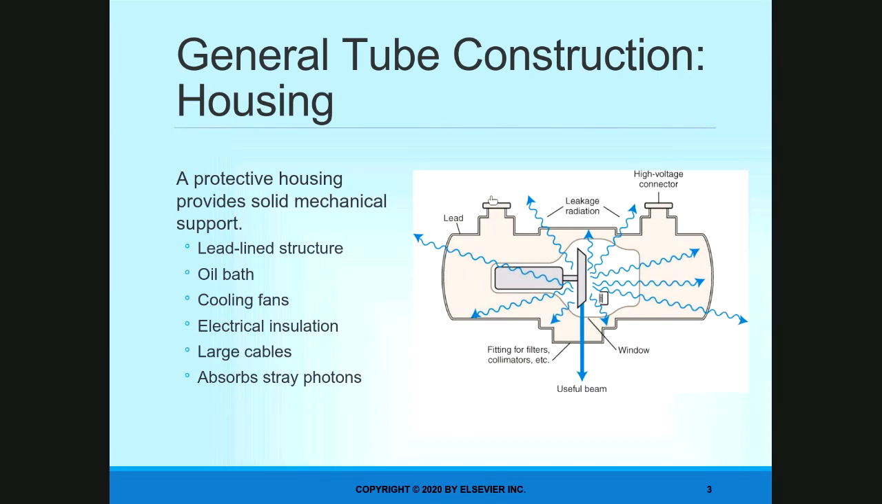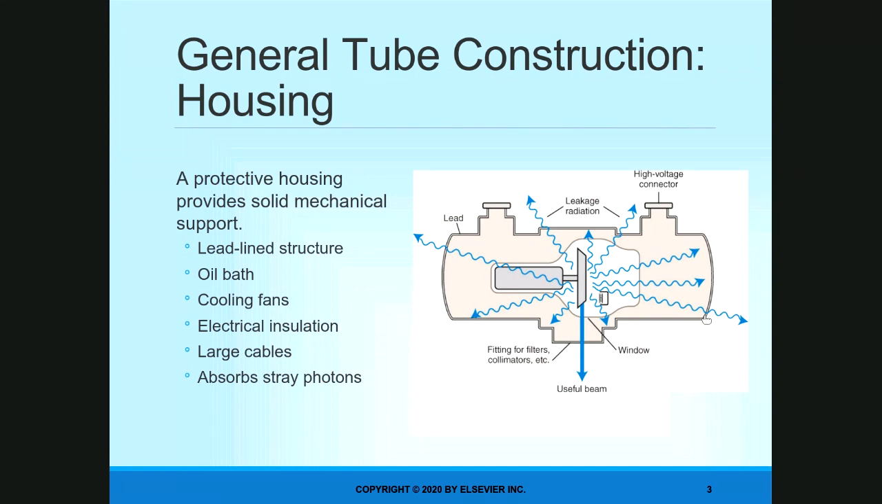There are large cables that come out of the top of this. So this is on the anode side, so this would connect to the positive side of the generator. And this is on the cathode side, so this would connect to the negative side of the generator. And this housing also helps to absorb any photons, which are these blue lines here represented by that sine wave. The housing helps to protect the patient and anyone else in the room from these photons escaping. And these photons are considered leakage radiation.